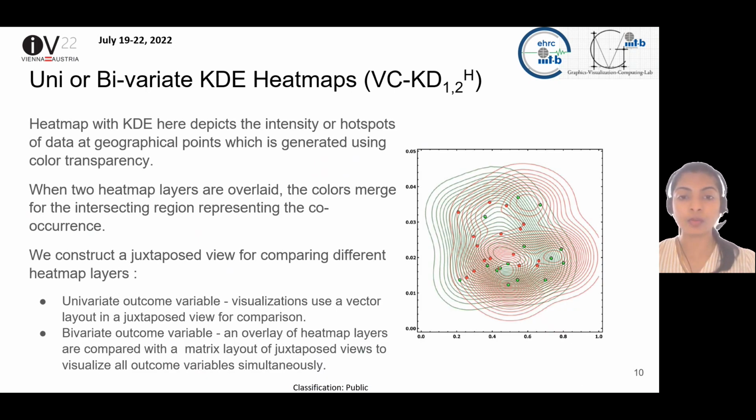Heat map visualization is also used to depict the intensity or the hotspots of data of geospatial points, which is generated using color transparency. When a heat map layer is enabled on another layer of a heat map, a merged color of the overlay will appear on top of the map, representing the prevalence of dual form of malnutrition. We are interested in visualizing population statistics in different zooms or scales. That's the country and state or counties. For each scale, the color maps are recommended based on the range of values, thus providing scale appropriate visualizations.